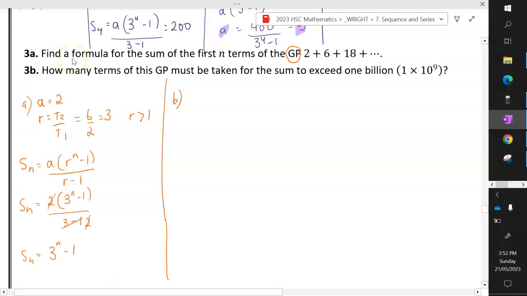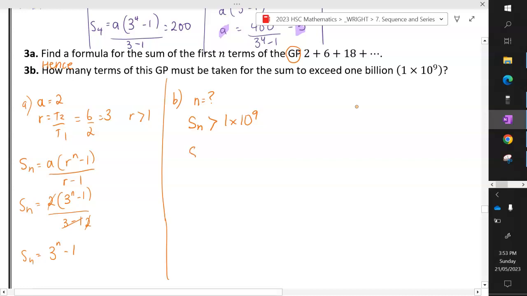This one's saying how many terms of the GP. So when we're looking at the number of terms, what we want to do is find our n. How many terms of this GP must be taken? When they're talking about this GP, they're talking about the one up above, so it probably should have said hence in that question. How many terms of this GP must be taken for the sum to exceed 1 billion? So we want our sum to the n to be greater than 1 times 10 to the power of 9, or 1 billion.